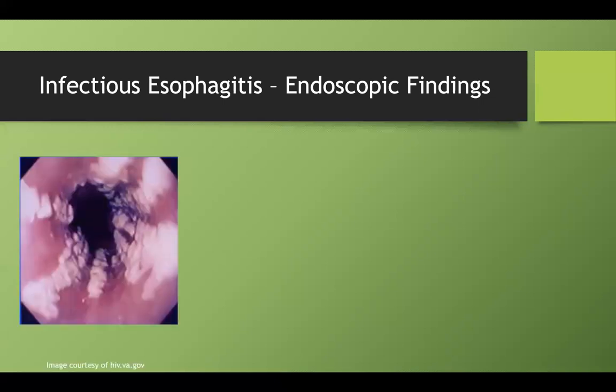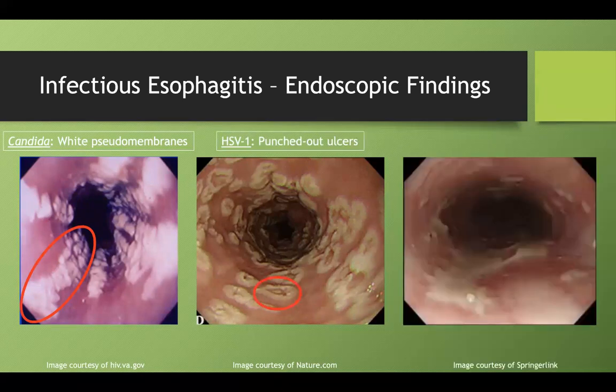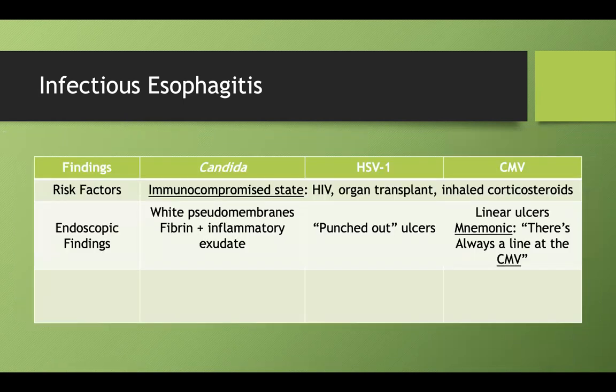So this is our fibrin and inflammatory exudate, also known as a white pseudomembrane. And that would be Candida, as you can see right there. Here we have many punched out ulcers. That's HSV1. You can see a ton of punched out ulcers. And the last one are linear ulcers, which I've never seen an EGD picture of on a question bank, but I have seen them describe linear ulcers many times, in an organ transplant patient, for instance. And so remember our mnemonic. There's always a line at the CMV to help you remember that the linear ones are CMV related.